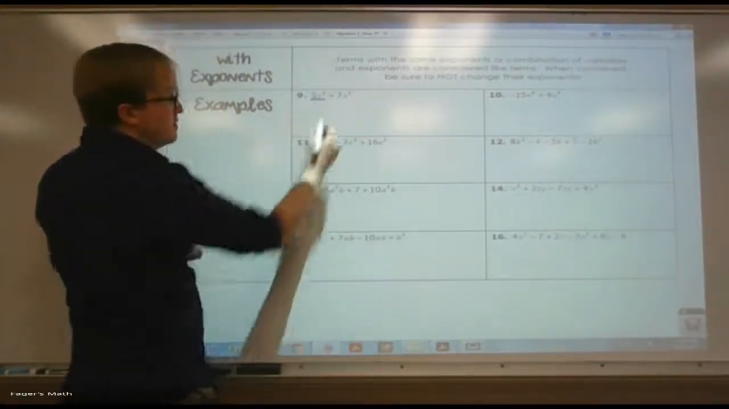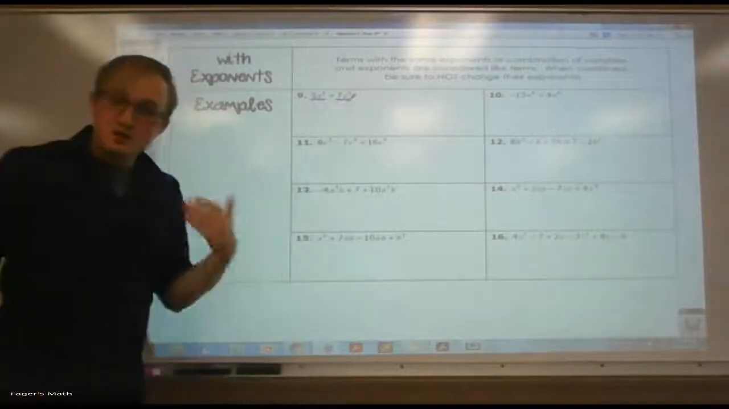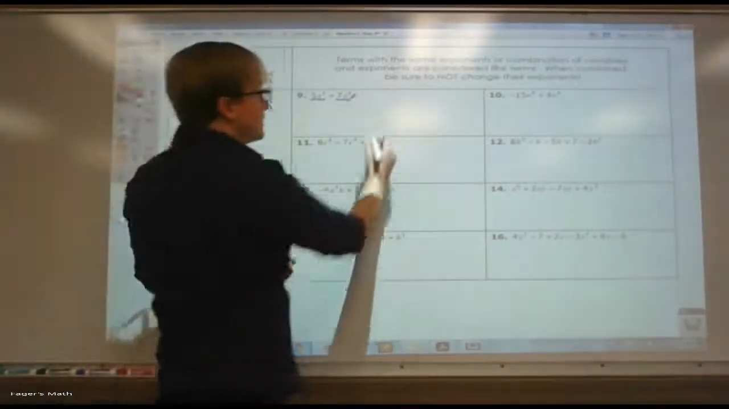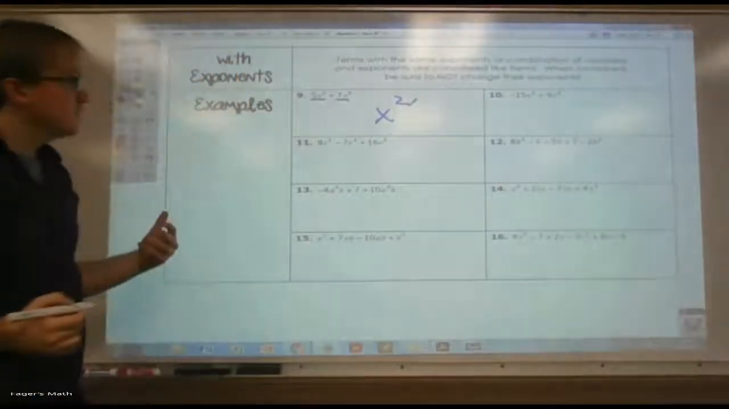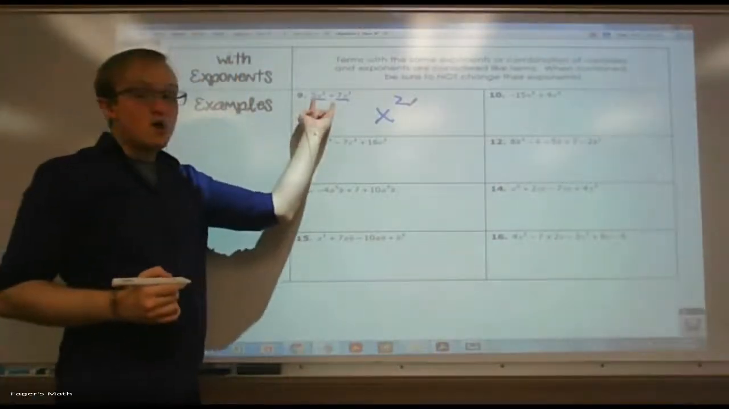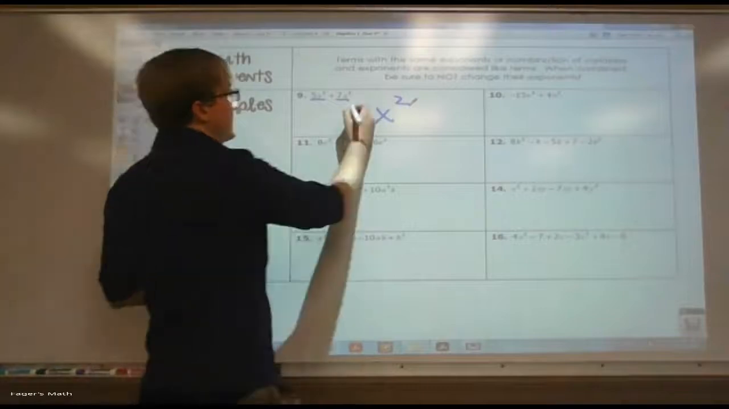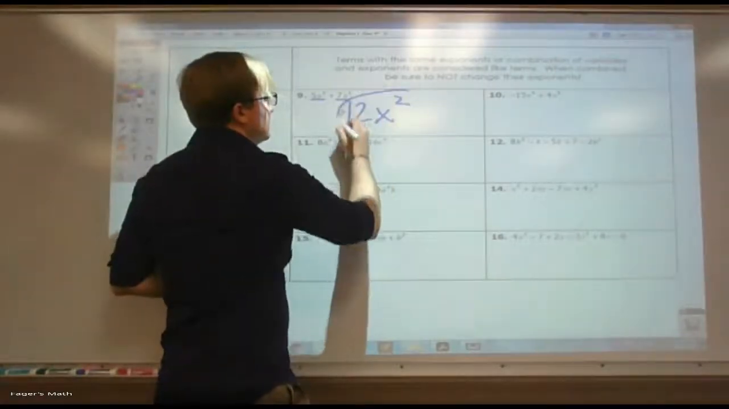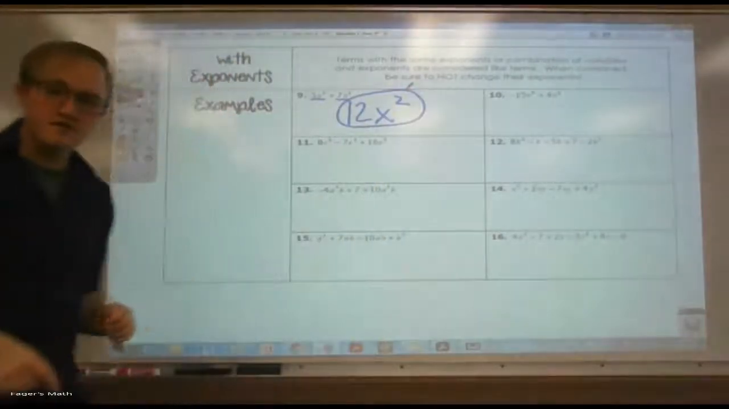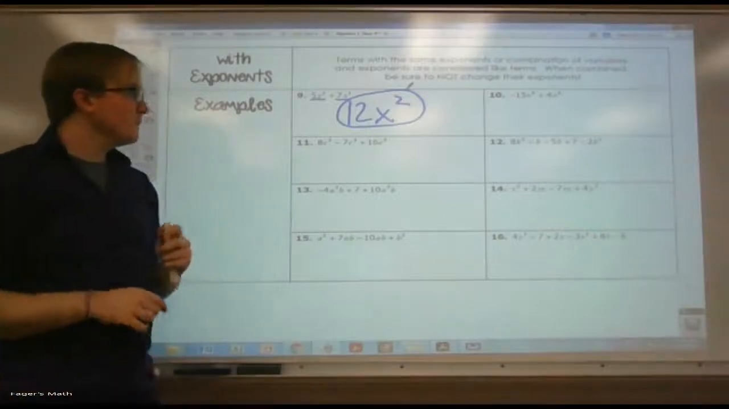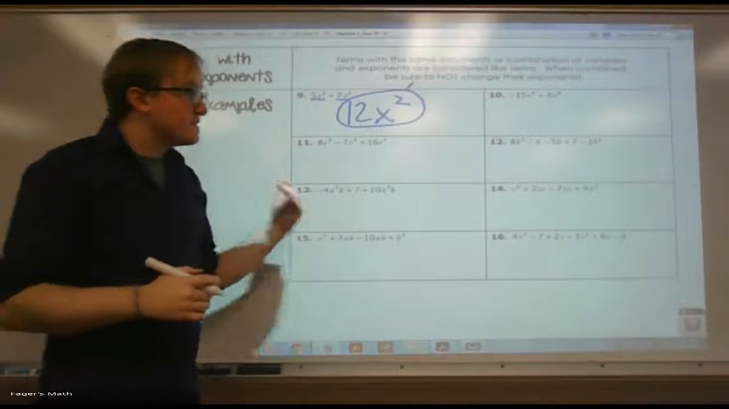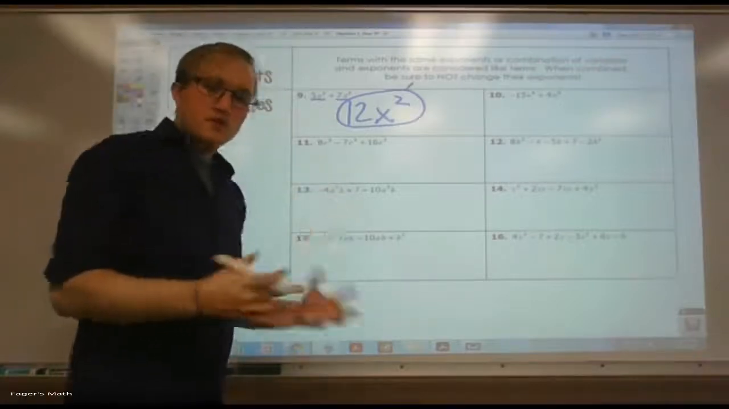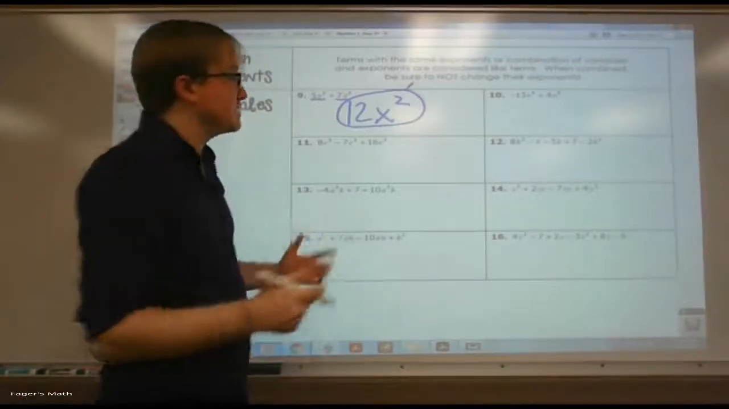So for example, I have 5x squared plus 7x squared. The x squared is the variable. It's a variable with an exponent, but it still remains x squared, right? Then all we do is just add the coefficients together. So then 5 plus 7, 12. 12x squared. We're going to see the same thing as we continue on. Terms with the same exponent, you group together. You just don't change the exponent.